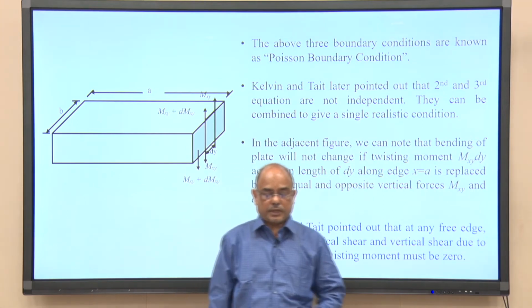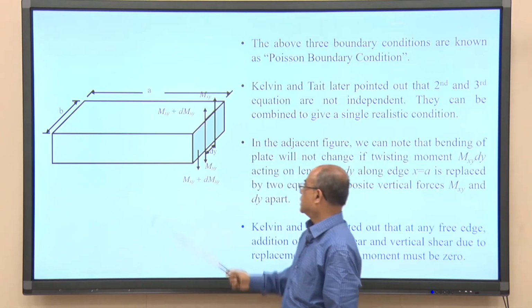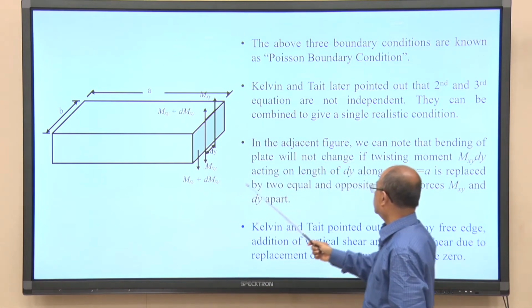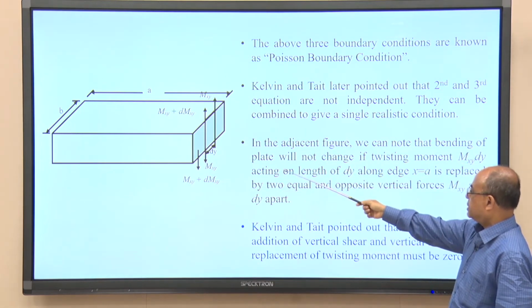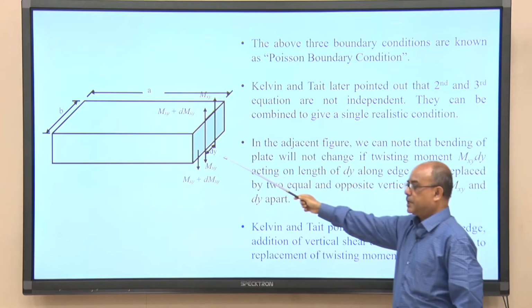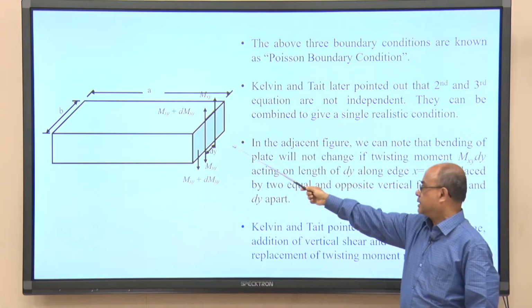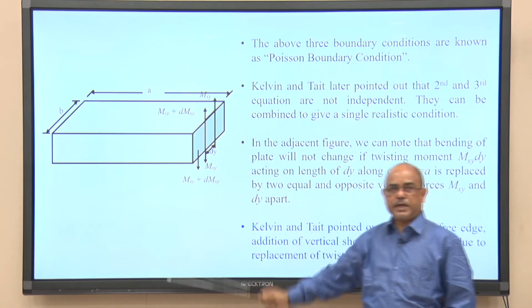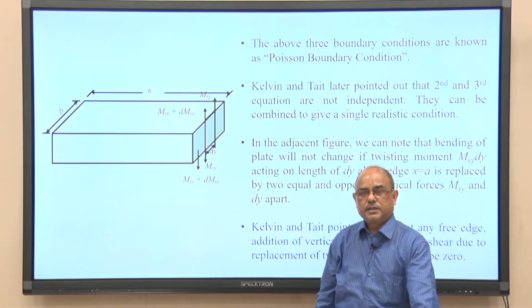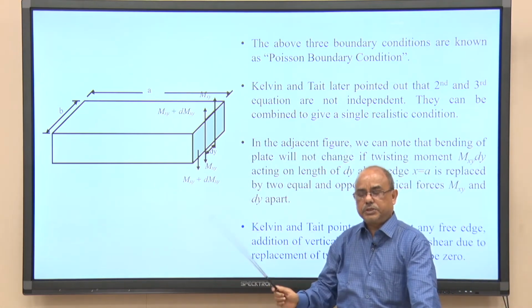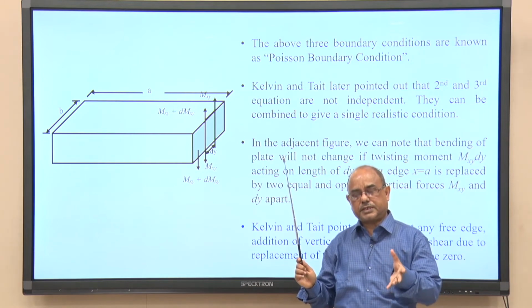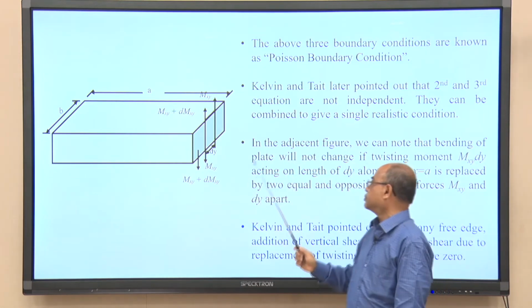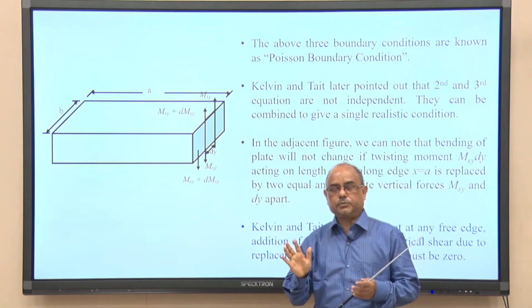Now, let us see how we can combine it. In the adjacent figure we see the twisting moment m x y acting on an element d y, because all quantities in the plate are quantities per unit width, that you remember. Whatever stress resultant we have is per unit width. So, m x y is also per unit width.